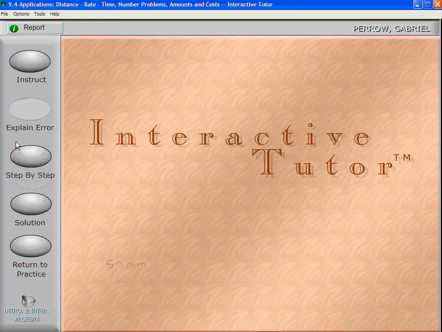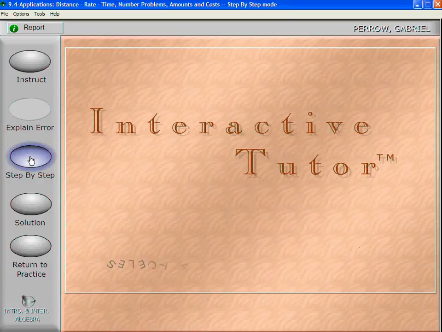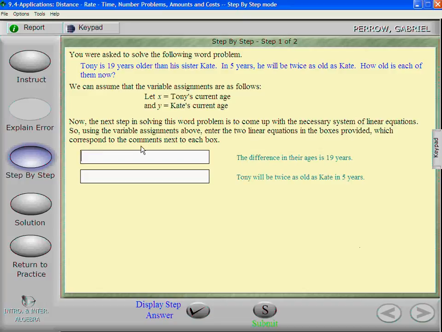Going through the tutor mode, they're going to ask us what are the equations that we want to use. So the difference of 19 years, like I was saying, and they define it as x is Tony, y is Kate. I'd say x minus y equals 19. That makes sense, or x minus 19 equals y. It really is the same equation.